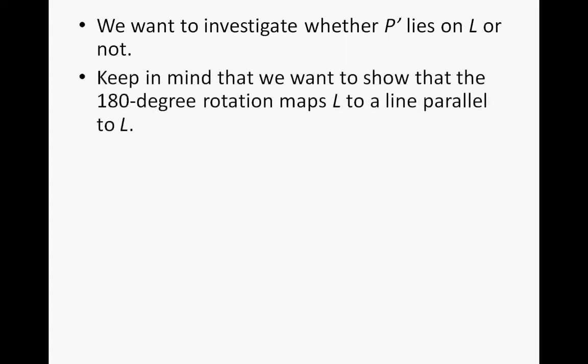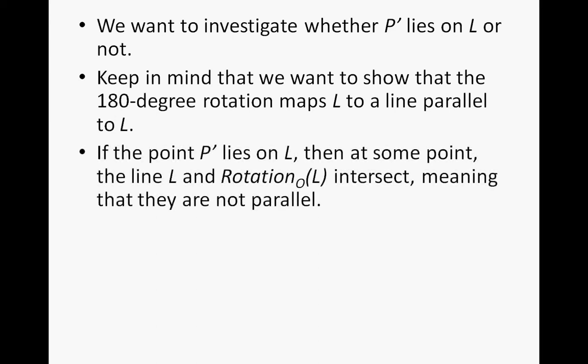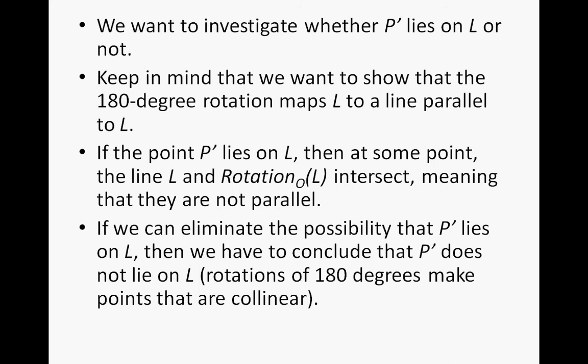So keep in mind that we want to show that the 180-degree rotation maps line L to a parallel line to L, not that it intersects. So we're trying to kind of contradict the fact that they are going to intersect. So if point P prime lies on L, then at some point line L and rotation of L intersect, meaning that they would not be parallel. If we can eliminate the possibility that P prime lies on L, then we have to conclude that P prime does not lie on L, because remember, rotations of 180 degrees make points that are collinear.